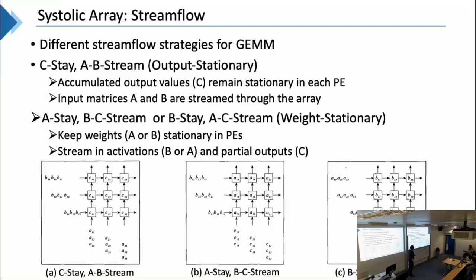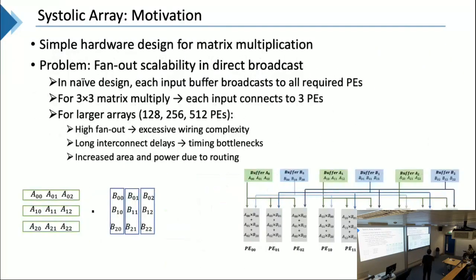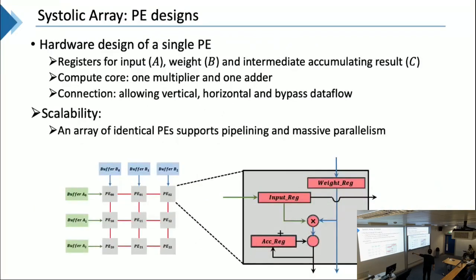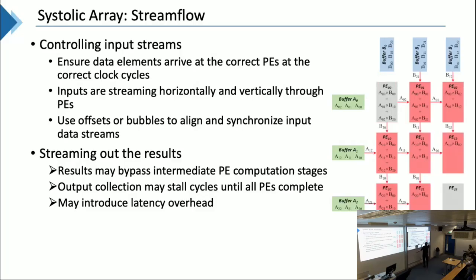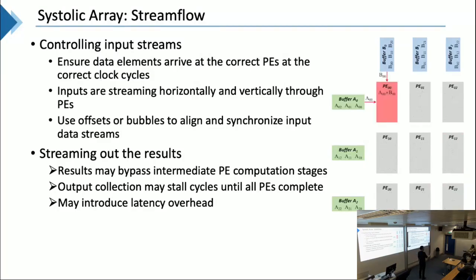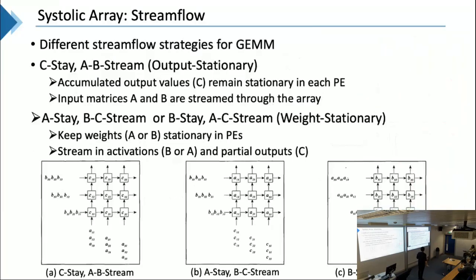And this is exactly what we show in this animation. We basically accumulate, the C is actually accumulated and stays inside this PE. So the result of C is not flowing when we do this accumulation. So this is the first data stream, or stream flow, which is called C stay, AB stream.